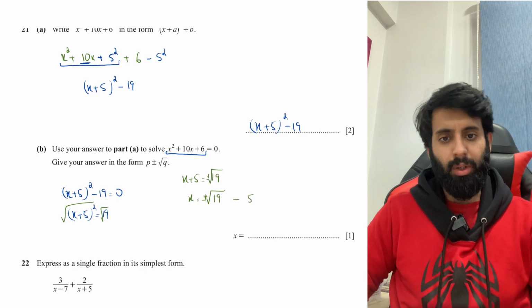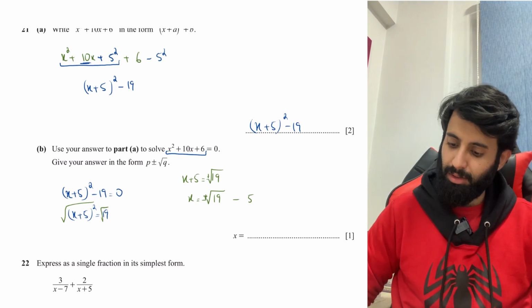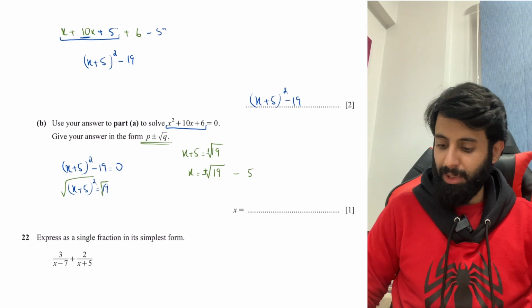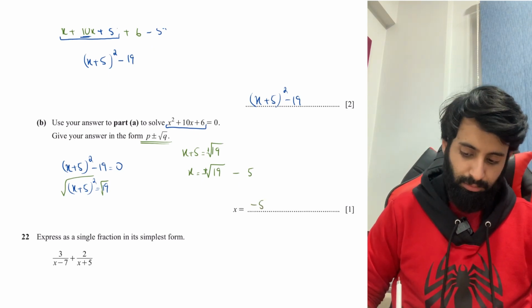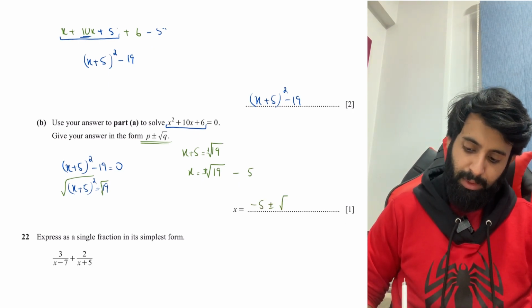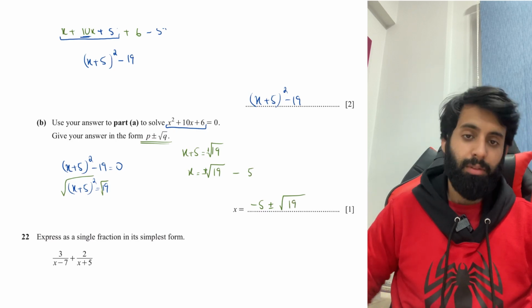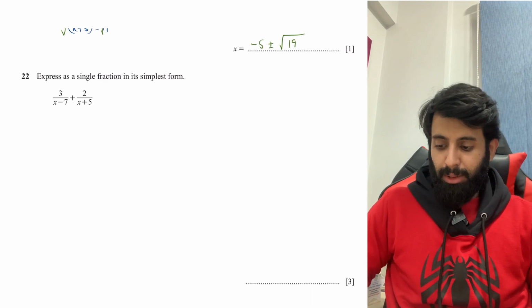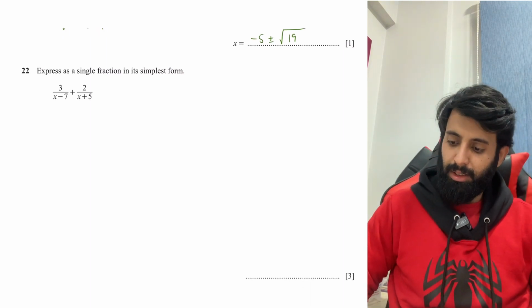Because whenever you're taking a square root of a positive number, you have a plus and a minus answer. And then since the question says that you're supposed to write your answer in the form of p plus minus under root q, no worries, nothing to worry about. We'll just write minus 5 first and plus minus square root of 19 after. There you go.